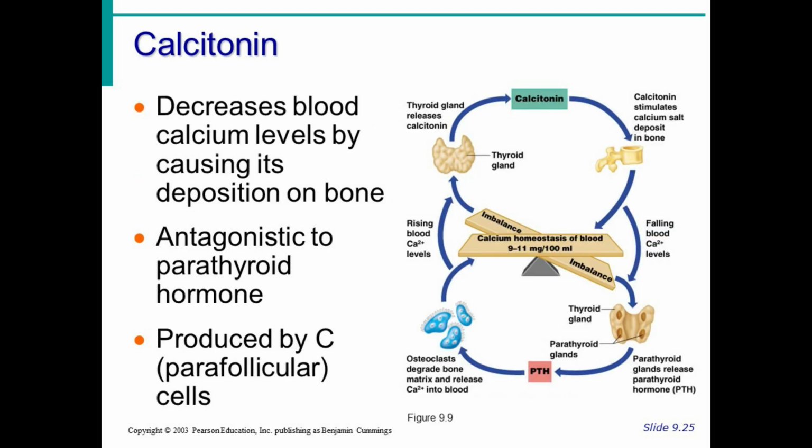Next hormone is our calcitonin. It decreases the blood calcium level by causing its deposition on bone. It is antagonistic to our parathyroid hormone, meaning kabaligtaran ng action ni calcitonin si parathyroid hormone. Kung dinidecrease ang blood calcium level ni calcitonin, nag-i-increase naman ang blood calcium level kapag si parathyroid hormone ang nagwo-work. Calcitonin is produced by C cells, or what we call parafollicular cells.